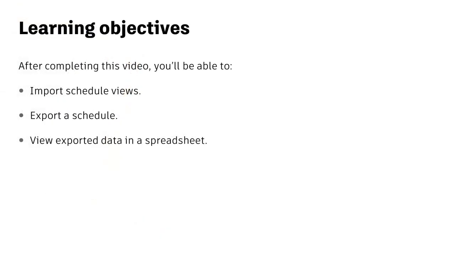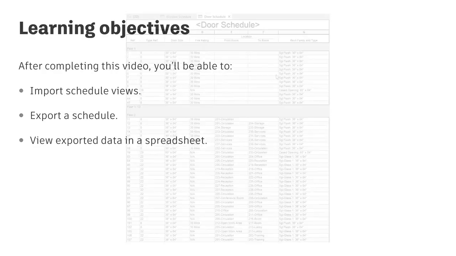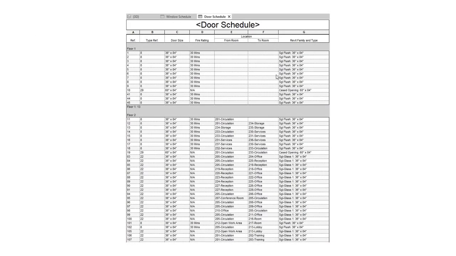In this video, you'll see how to import schedule views from another project. You'll see how to export a schedule to a CSV file and view that exported data in a spreadsheet. Importing a schedule from another Revit model can help save time and ensure consistency between projects.